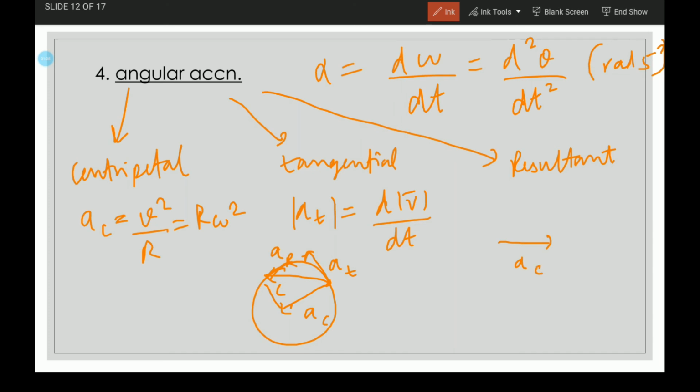This is AC and this is AT. The resultant of these two will form the resultant acceleration. So the magnitude of AR is equal to the square root of AC square plus AT square.